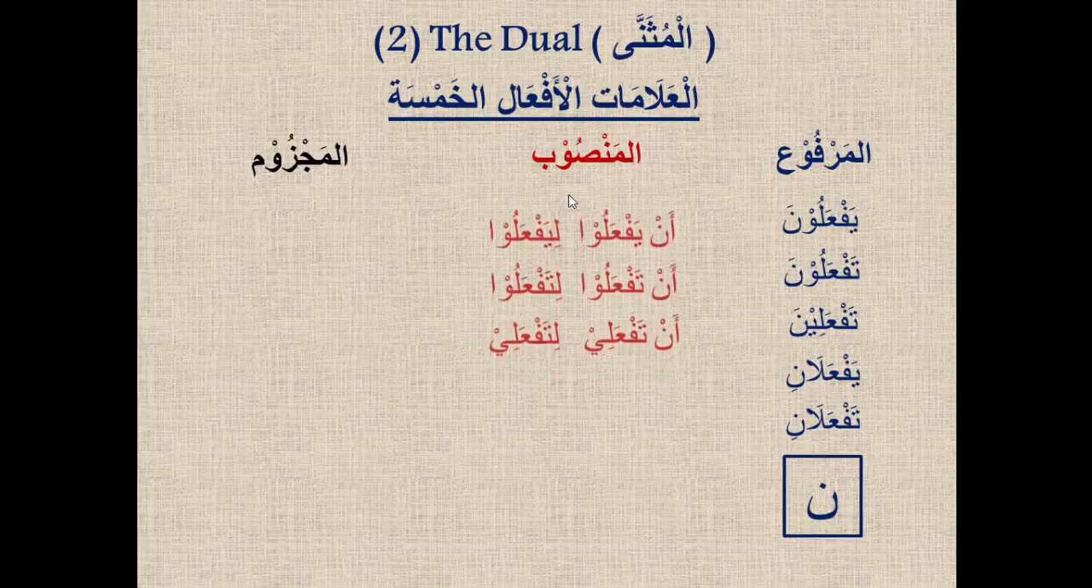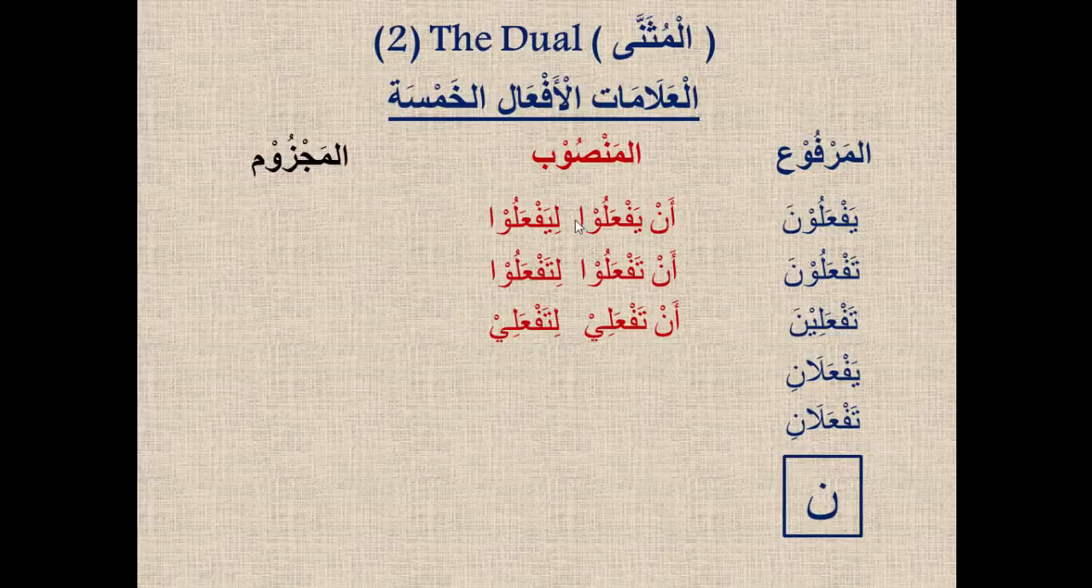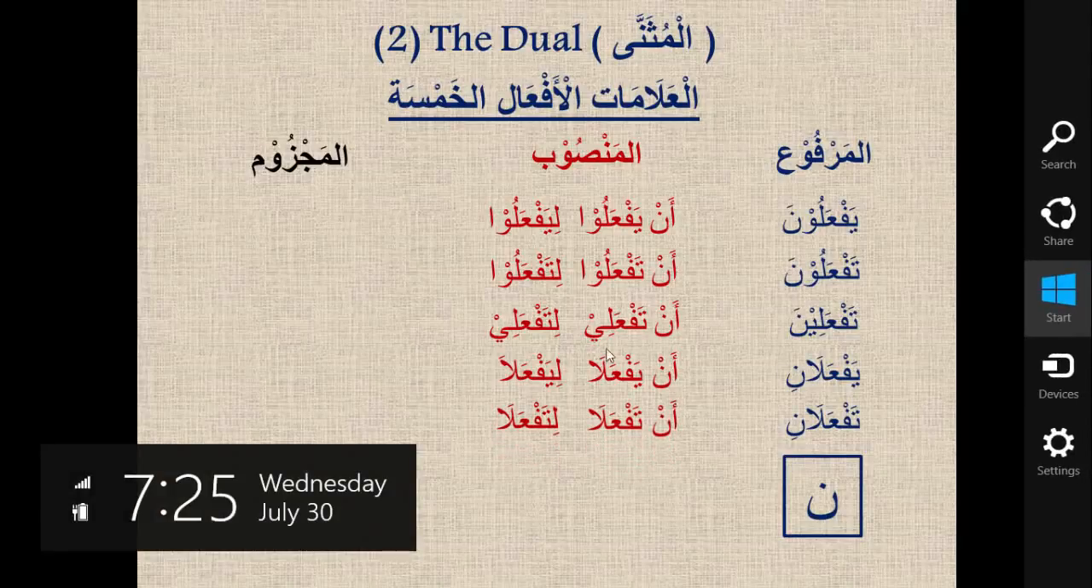So if we add a nasib such as an or lam ta'lil, we have an yaf'alu, li yaf'alu, an taf'alu, li taf'alu, an taf'ali, li taf'ali. What happens when we add the nasib in front of the dual verb? We get an yaf'ala. We drop the noon. Li yaf'ala. Same case for taf'alani. An taf'ala. Li taf'ala.